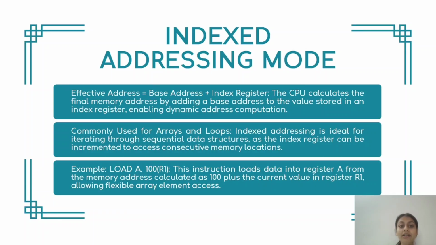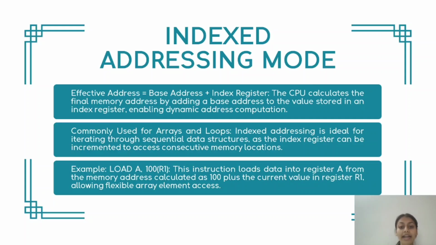Index addressing mode. Effective address equals base address plus index address. The CPU calculates the final memory address by adding a base address to the value stored in an index register, enabling dynamic address computation.